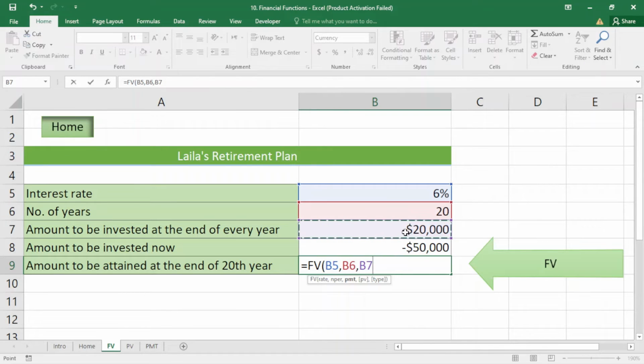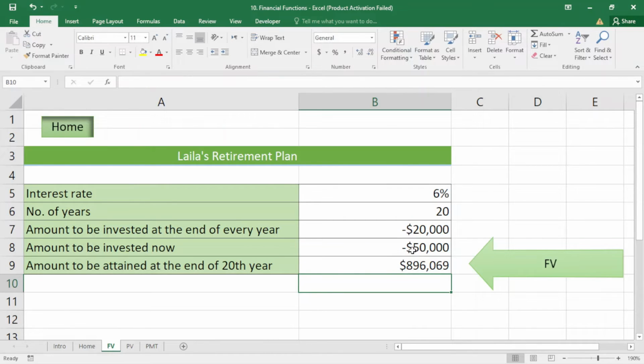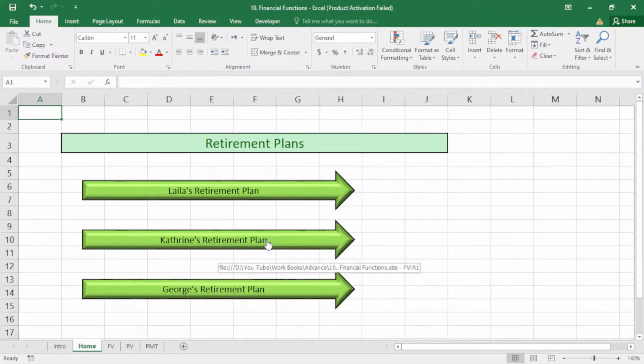You can see these two are minus, whenever the money flows from your bank account or your wallet, so it will be minus, comma, and your present value is $50,000, and close the bracket and enter. You can see after 20 years Laila will have $896,069. So it's for Laila.